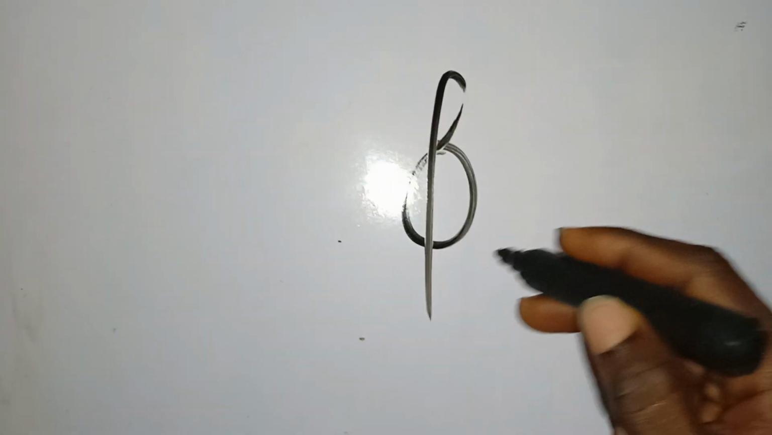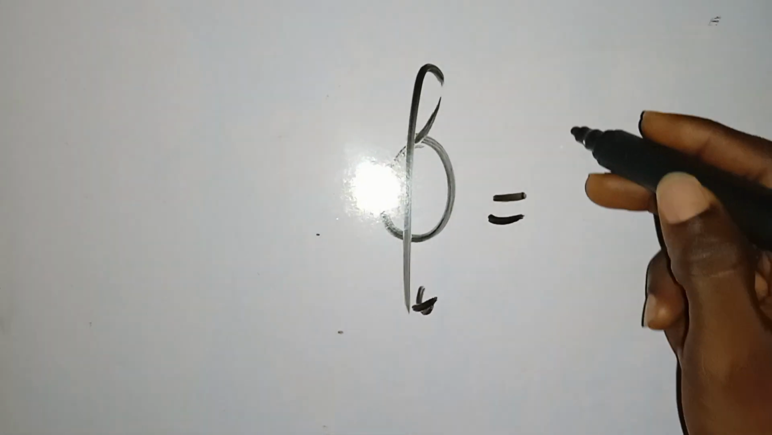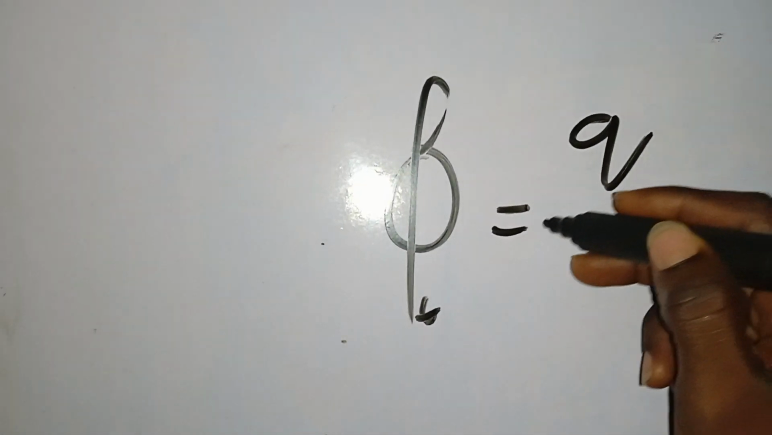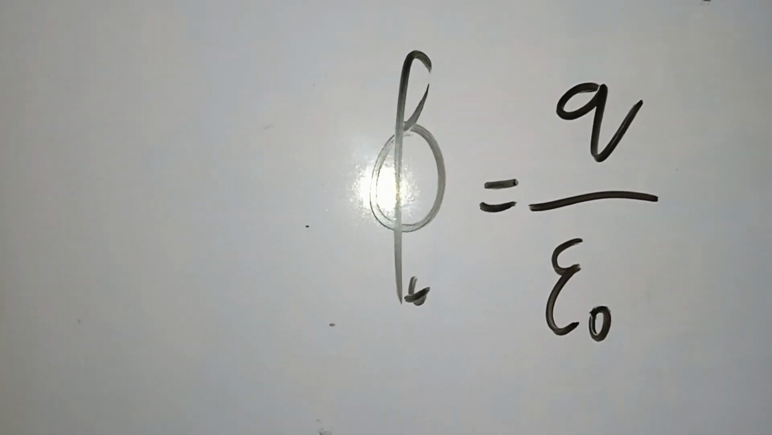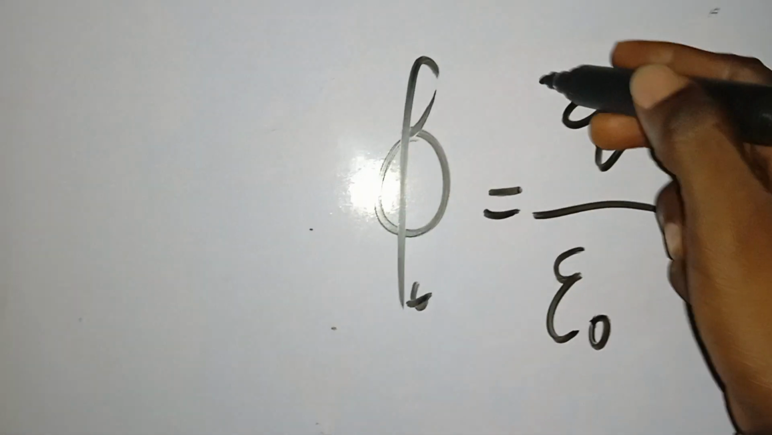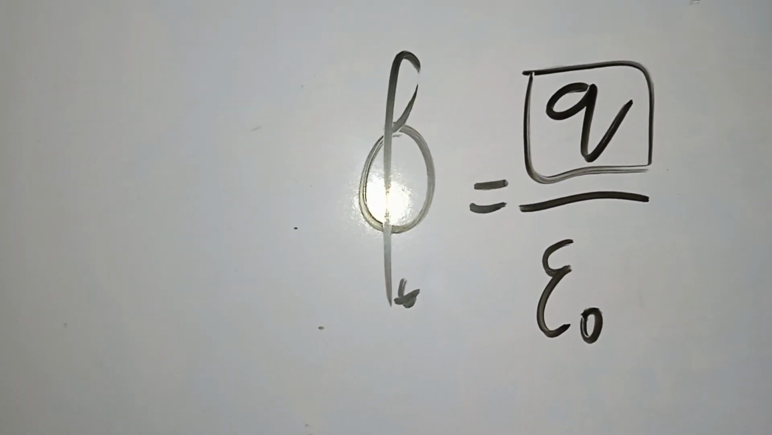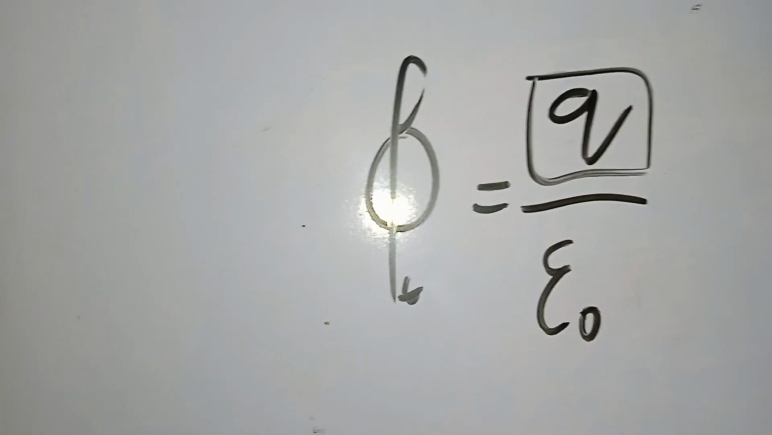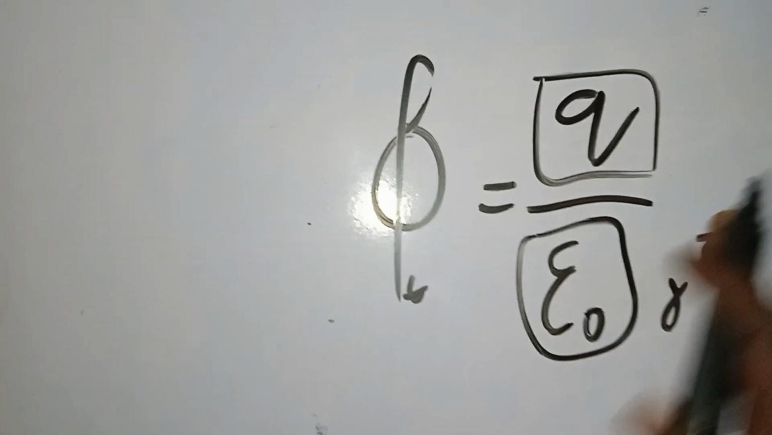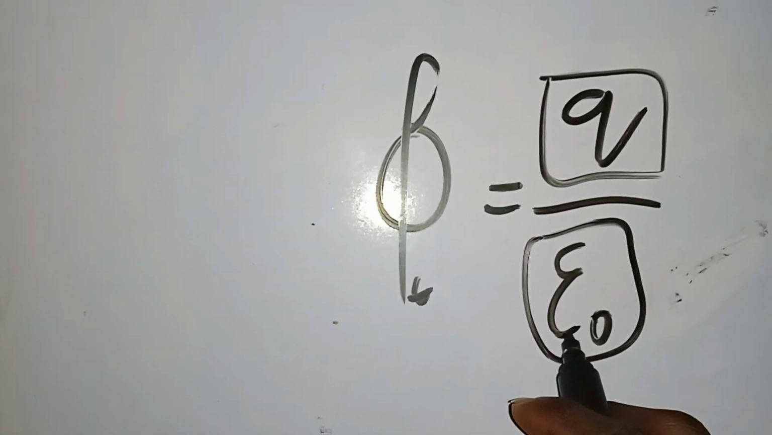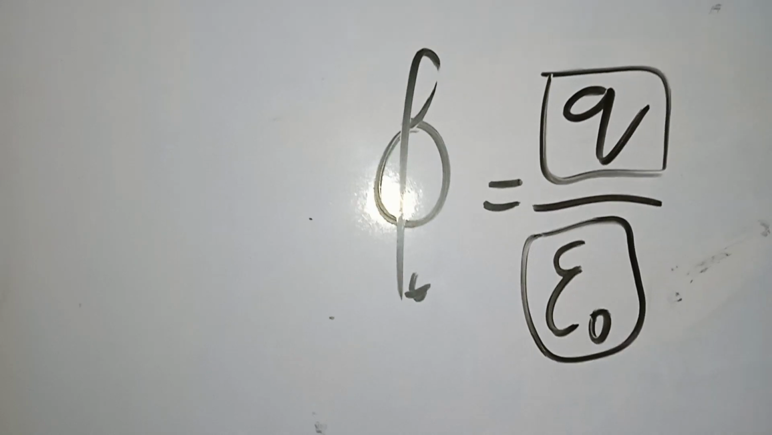Now the next one is electric flux. This electric flux was given by Gauss, and he said that the electric flux is directly proportional to the charge and inversely proportional to the permittivity of free space. So notice again, charge is at the numerator. The only difference here is that this one is not carrying R square. It's just the permittivity of free space, epsilon 0. So note it.